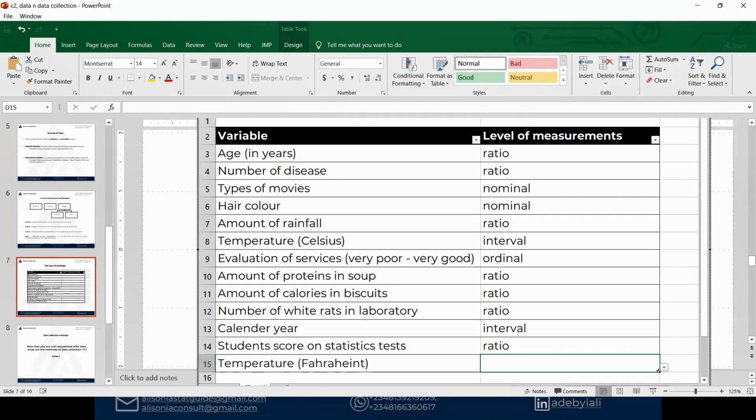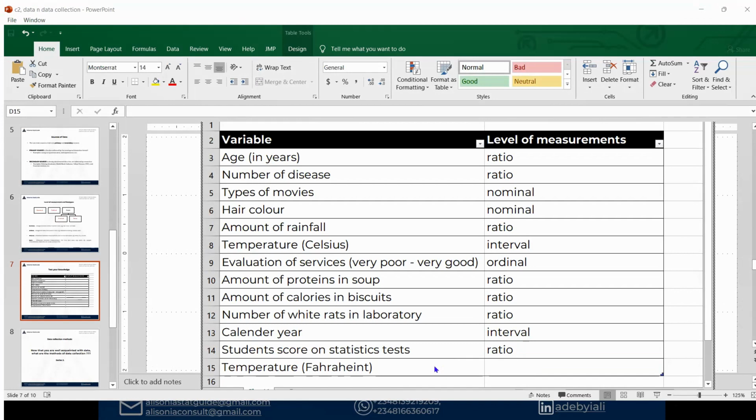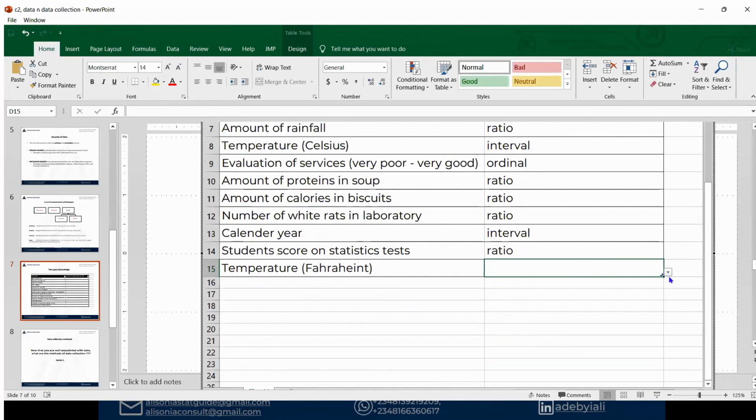Temperature. Not in Kelvin. In Kelvin, that is ratio, because when you have 0 Kelvin, it means there is no heat. Okay. Then for the temperature in Fahrenheit, what type of data is that? Level of measurement, what type of level of measurement is that? Is it nominal, ordinal, ratio, or interval level?